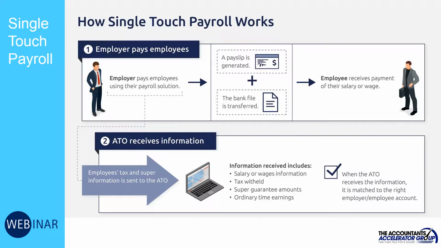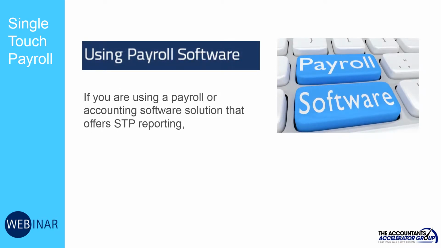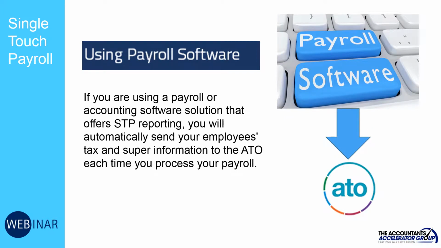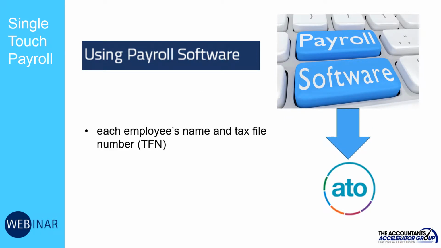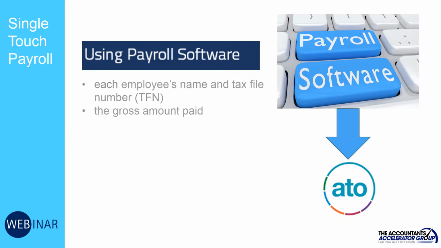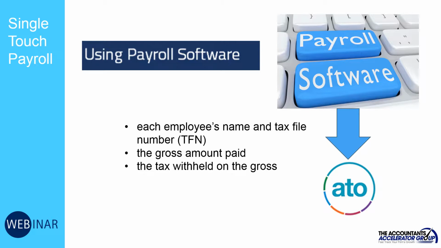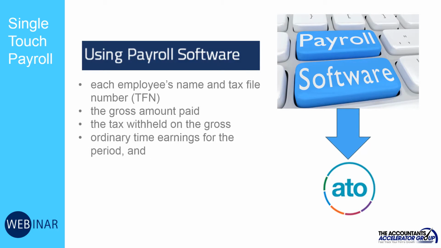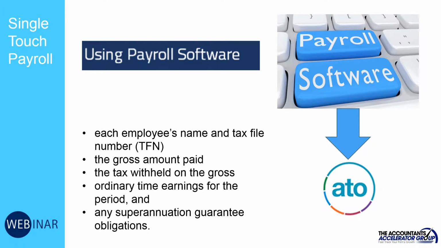If you are using a payroll or accounting software solution that is STP compliant, you will automatically be sending information to the ATO each time you process your payroll. Information such as each employee's name and tax file number, the gross amount paid, the tax withheld on the gross, ordinary time earnings for the period, and any superannuation guarantee obligations.